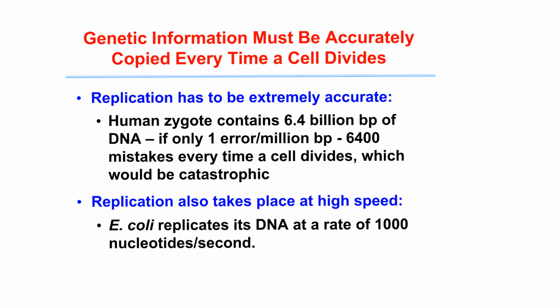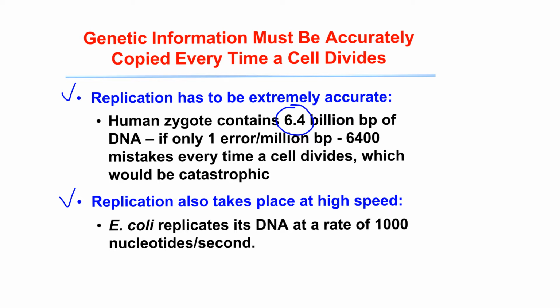So what are the requirements for DNA replication? Firstly, DNA replication has to be extremely accurate. Check 1. Check 2. It has to proceed with high speed. Now, why do we need such extreme accuracy when we copy the DNA? Firstly, you know that we all start as a single cell, as a fertilized egg which forms the zygote. The zygote contains approximately 6.4 billion base pairs of DNA.